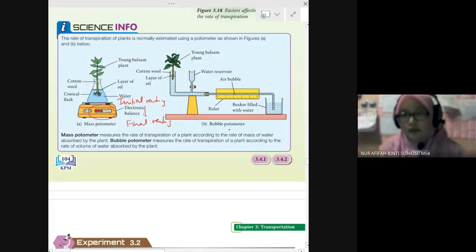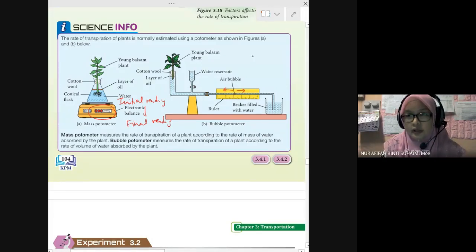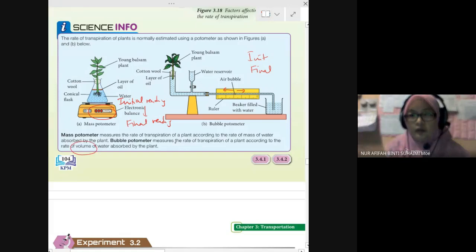This one is the bubble photometer, which means that we observe the air bubbles. We observe whether the bubble moves to the right or to the left, and measure the scale. We also take the initial reading on the first day of the plant and the final reading after 2 weeks. The bubble photometer measures the rate according to the volume of water absorbed.